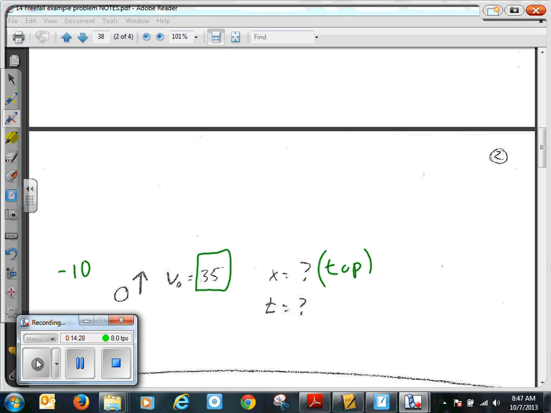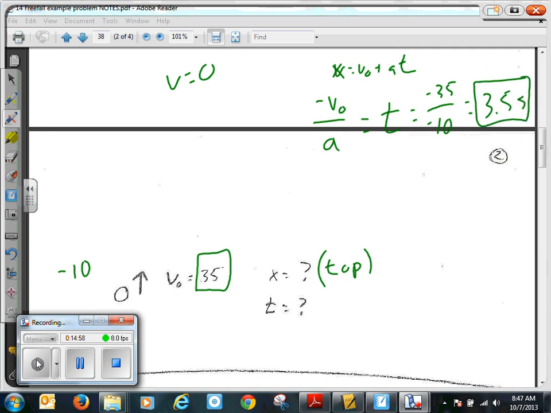So if we were to do this with one of our kinematic equations, though, v equals v sub naught plus at. V up here equals 0, right, at the top. So then it becomes a negative v sub naught divided by acceleration equals time. In this case, the negative v sub naught is negative 35 divided by negative 10 equals 3.5 seconds. Okay? And you know, if you start at 35 and you're slowing down with an acceleration in the negative direction of 10, well, it's going to take 3.5 seconds.